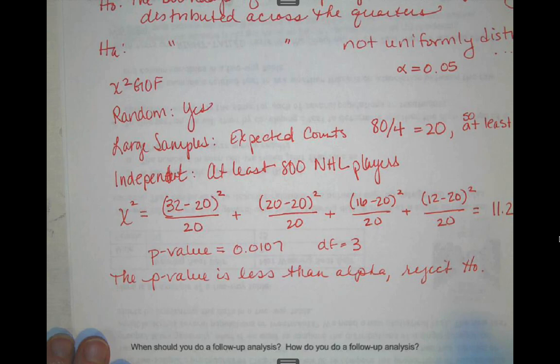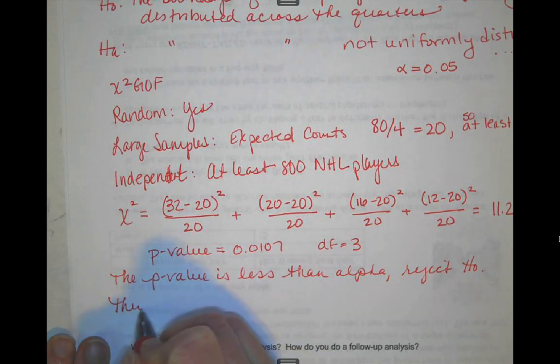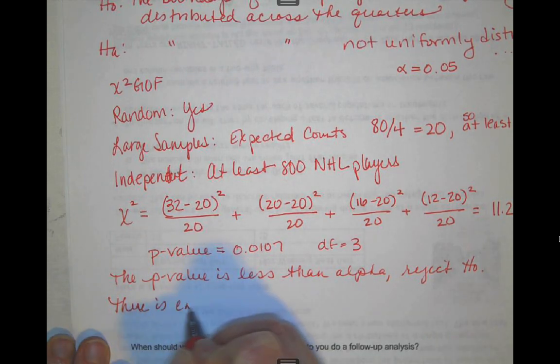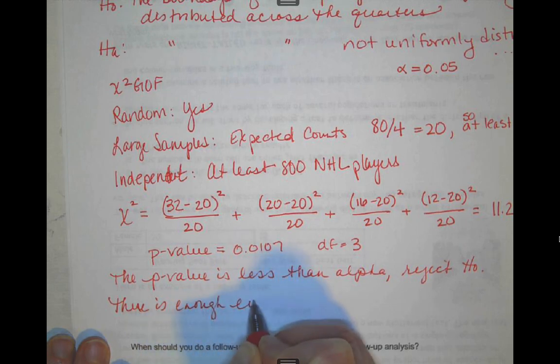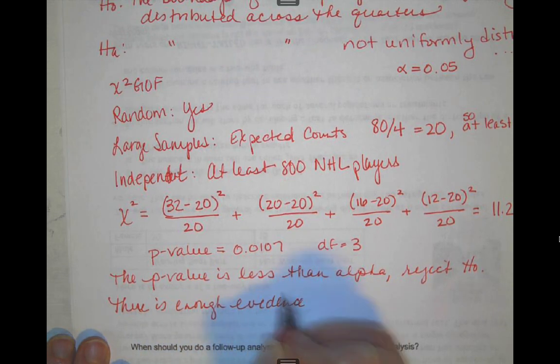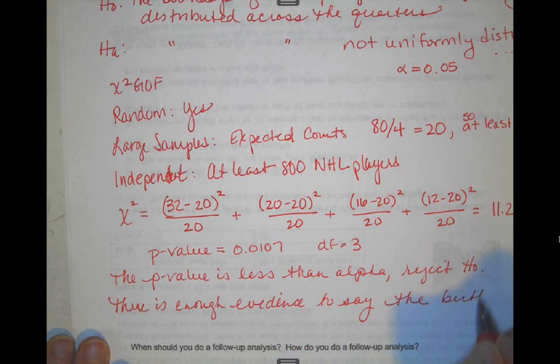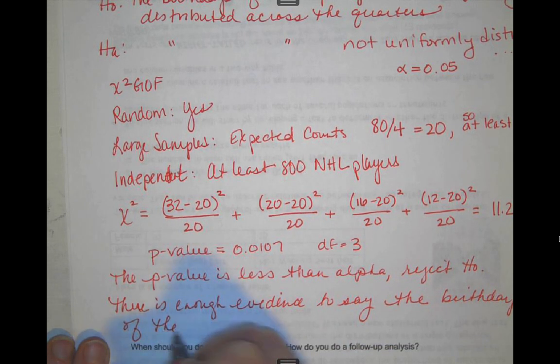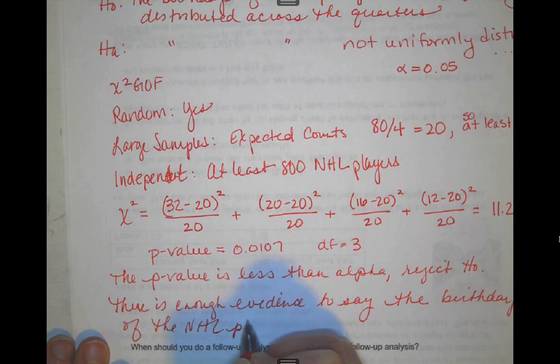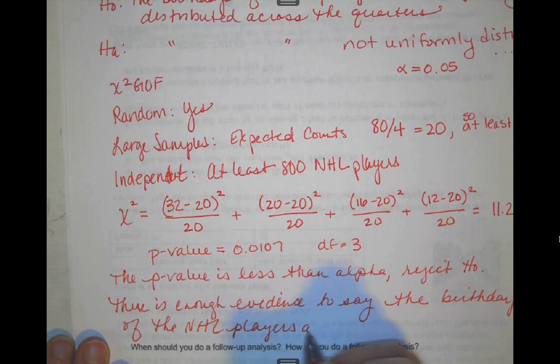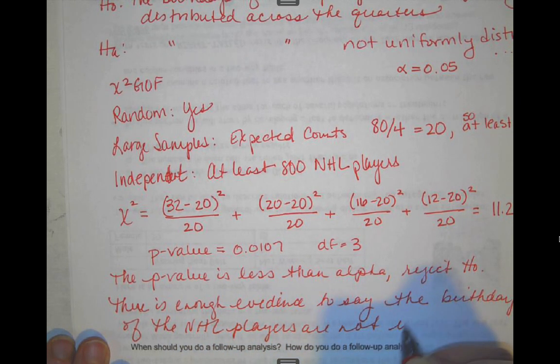And if I'm rejecting H0, then I can say there is enough evidence to say, and again, we want that context here, the birthdays of the NHL players are not uniformly distributed.